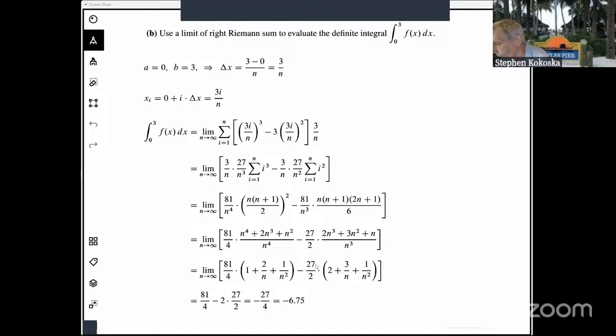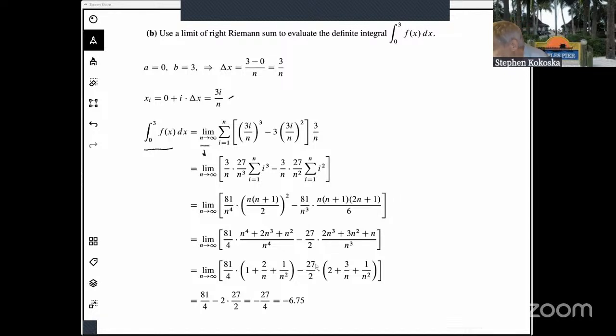Here we go. A is 0, B is 3, delta x is 3 minus 0 divided by n. X sub i is a plus i delta x, so it's 3i over n. So this definite integral is equal to this limit. I get asked this question frequently: if you write the limit once, do you have to carry it all the way down? Well, yeah, you do. You have to carry that limit until you actually execute it.